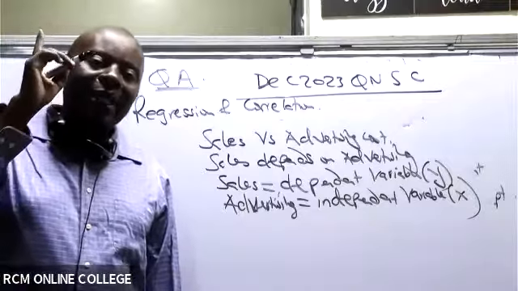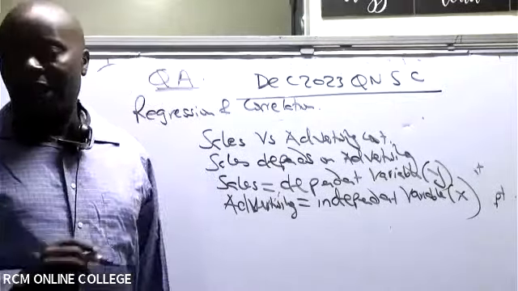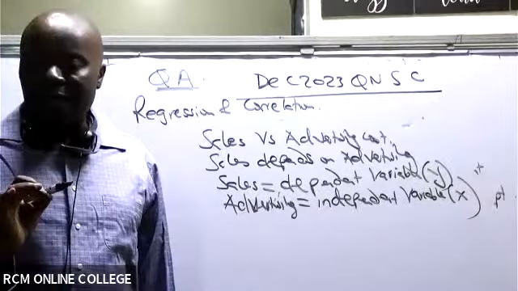So always remember, dependent is Y and the independent is X.